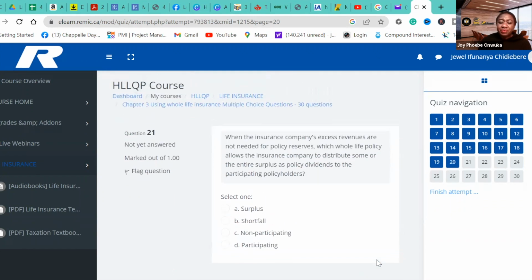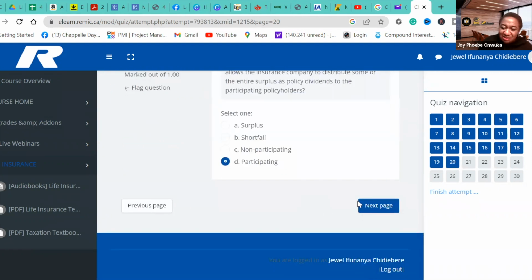Question 21. When the insurance company's excess revenue is not needed for policy reserves, which whole life policy allows the insurance company to distribute some or the entire surplus as policy dividends to the participating policyholder? Oh, come on, the answer is right there. It's participating. Okay, let's be sure. Which policy allows the insurance company to distribute? It's participating whole life, and it is right there, to the participating policyholder. It's participating.